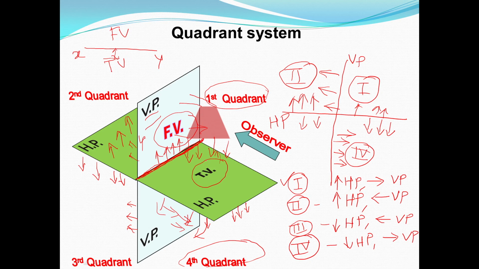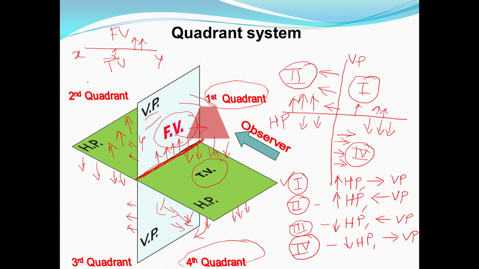Whatever distance the object is above the horizontal plane, at that distance the front view of the object is above the xy line. So first quadrant: front view above the xy line, top view below the xy line.